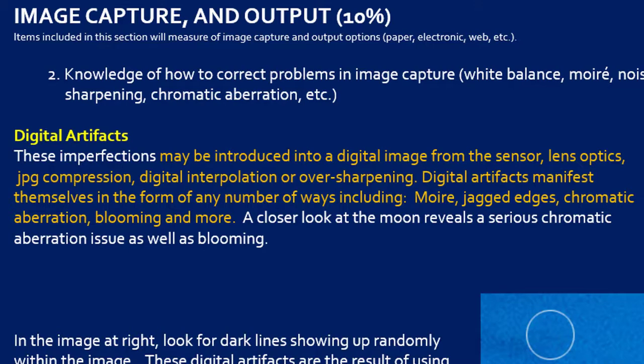Digital artifacts are imperfections that may be introduced into a digital image from the sensor, lens optics, JPEG compression, digital interpolation, or over-sharpening. Digital artifacts manifest themselves in any number of ways, including moire, jagged edges, chromatic aberration, blooming, and more. Let's take a closer look at a couple of these. In this image, we see dark lines showing up randomly within the image. These digital artifacts are the result of using a high ISO and a slow shutter speed.